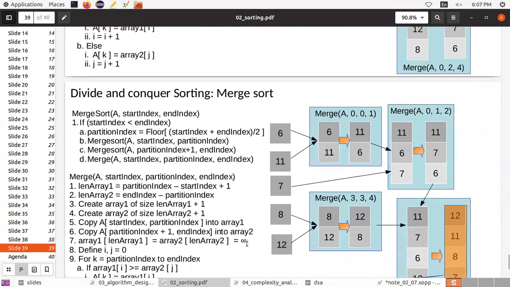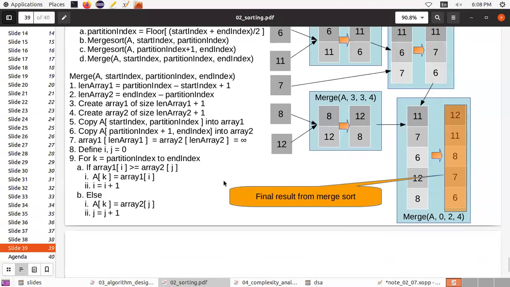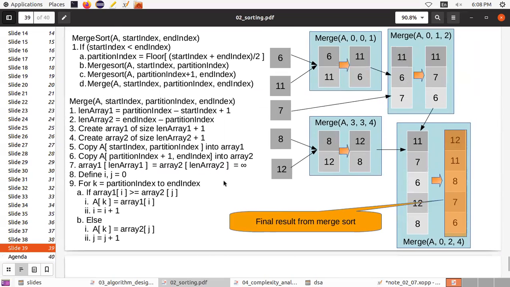So this is the final result from merge sort. Clear to everyone? Any questions so far? Merge sort and quick sort, these two are in general the most popular sorting algorithms. You do have bubble sort and insertion sort. The time complexity of merge sort is n log n.